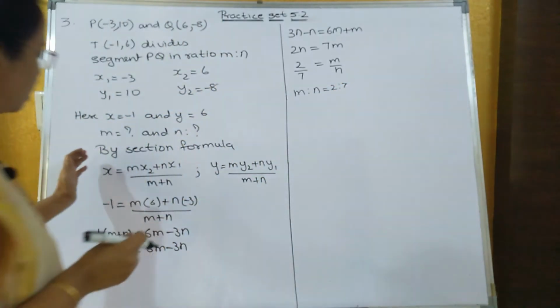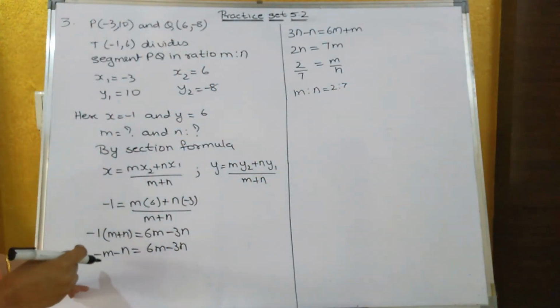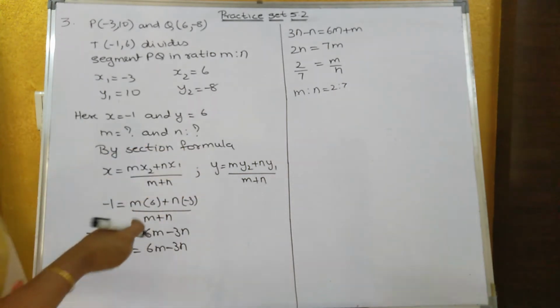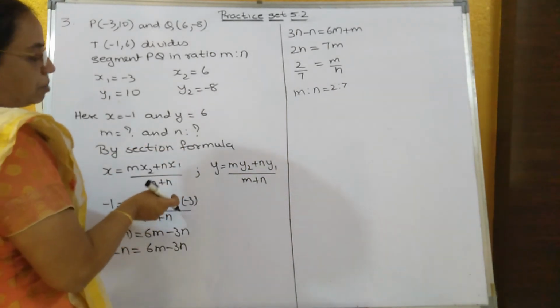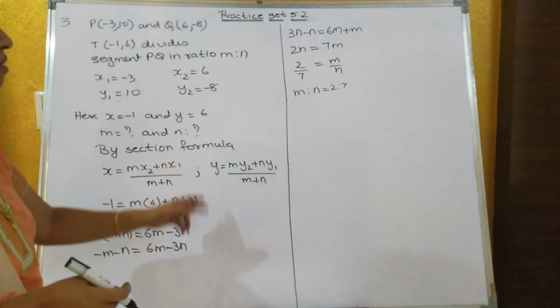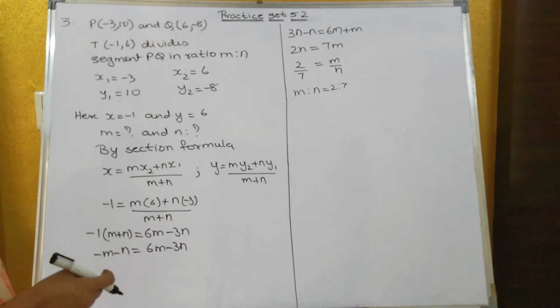Only one is sufficient. If you find out by using the x coordinate, or you can find out by y also, you'll get the same answer. I'll just show you. But in the exam, no need of finding both of them. Any one you can find out, either x or y. In both ways, you'll get the same answer.